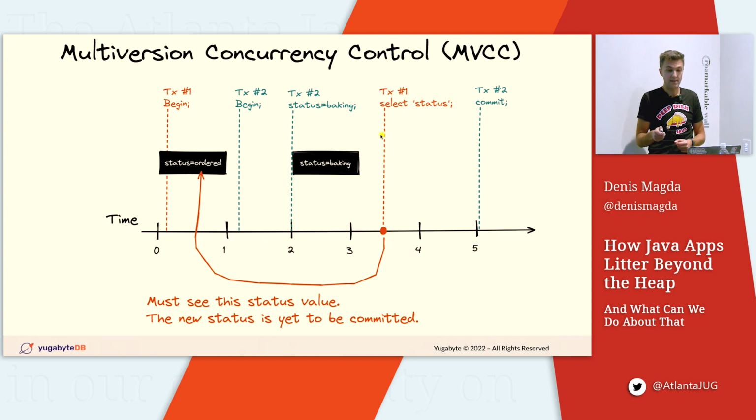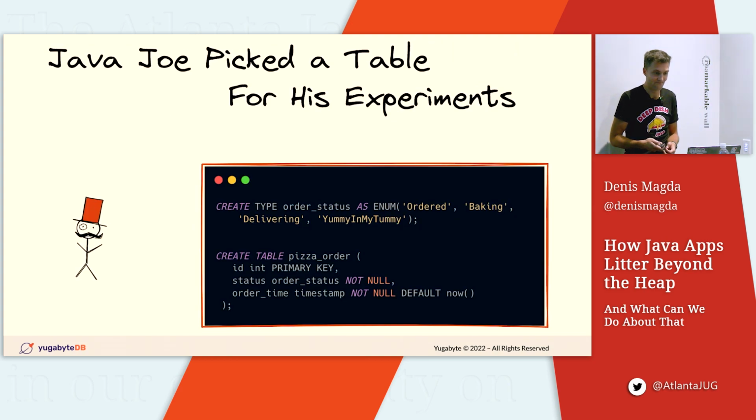After that, the first transaction wants to select the status of this order, and the database has to return the old value, because the second transaction started later than the first one, and its value is not committed yet. It will be committed sometime in the future. And this is what happens with multi-version concurrency control. One of the transactions might see older values for different columns, for different rows, and the database, such as PostgreSQL, has to keep multiple versions of the same record.